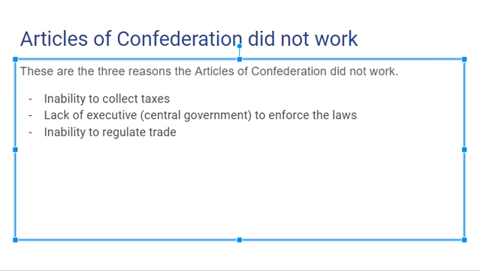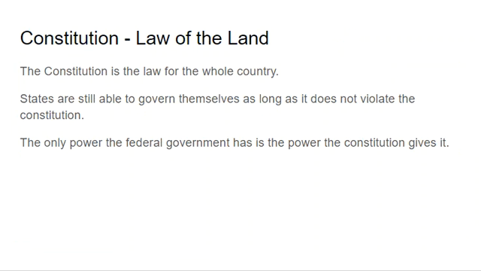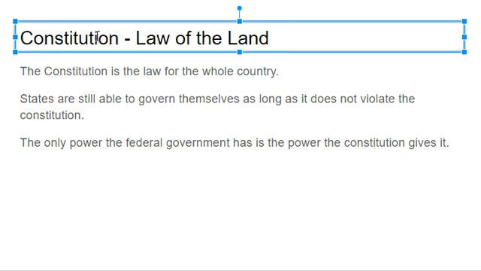So the colonists get back together and create something called the Constitution, which is the law of the land. The Constitution is simply the law for the whole country. So everything that's in the Constitution is the law, whether you're in California or North Dakota or Georgia or North Carolina or Virginia or New York or Texas. It's the law for the whole country.